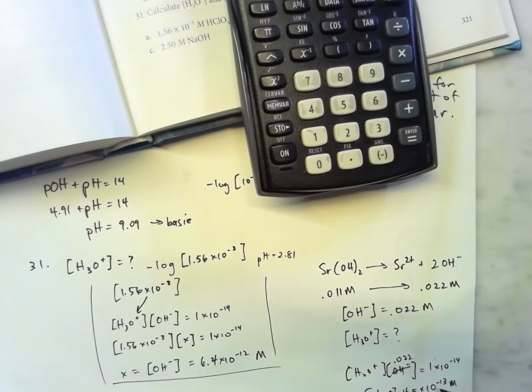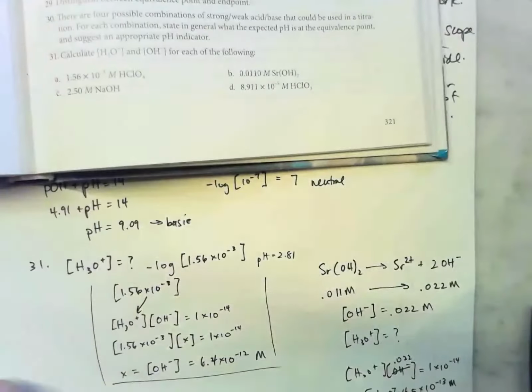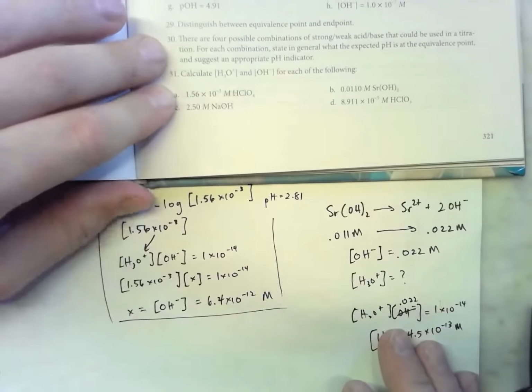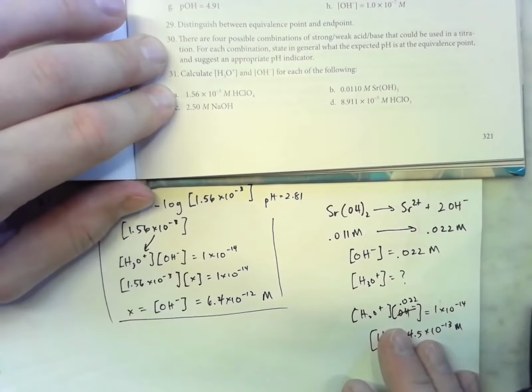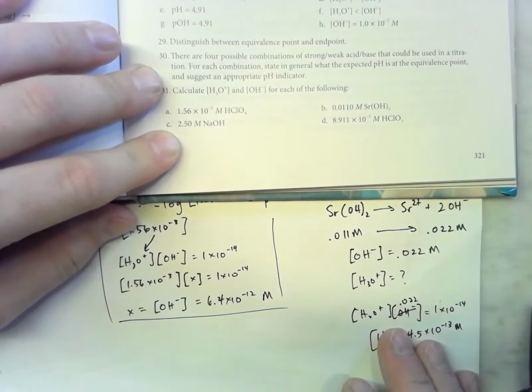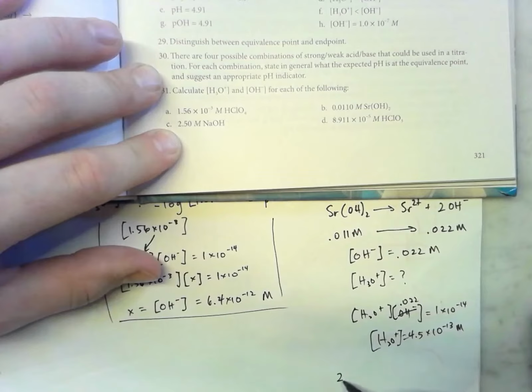That's pretty basic, right? All right, continuing on. How would we do this? How do we get to the 2.5 molar?